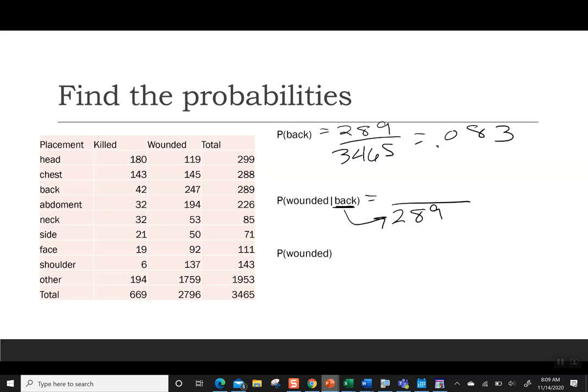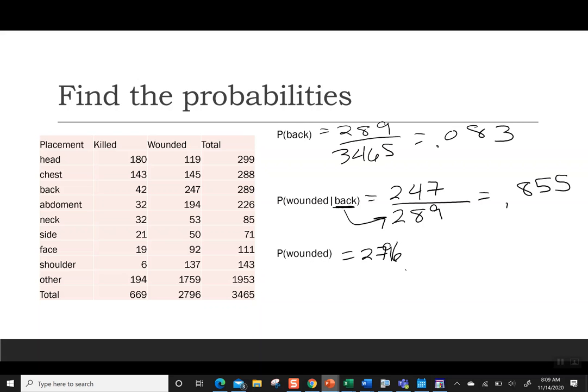Now let's look at wounded shot in the back. So I can see there were 247. So 247 divided by 289. This is 0.855. Okay. So it says you get shot in the back, most likely you're just wounded, like you're not going to die, right? In total, what's the probability if you get shot that you're wounded?